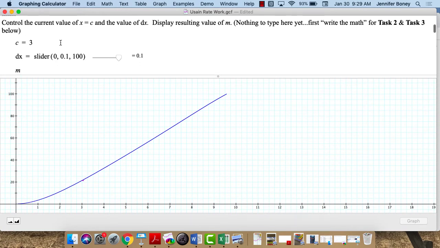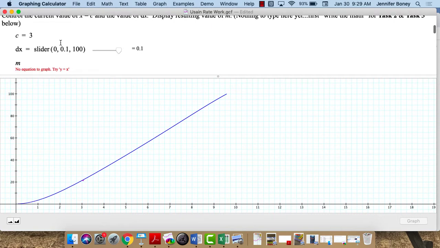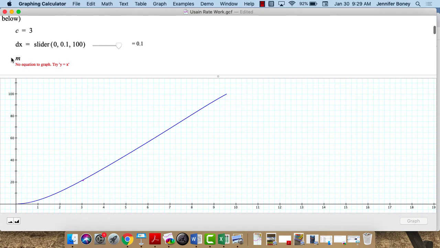you're at these instructions here, control the current value of x equals c and the value of dx. There's some other stuff we're going to type in there so that a value will be shown for m, and that m is going to be exactly what I hope you think m is going to be. It'll be a rate. Dx should also sound familiar. We're going to see what happens for various values of dx, but for right now, just leave this arrow here, or this slider to the right where it says 0.1. It'll make it easier to see what we're going to do.